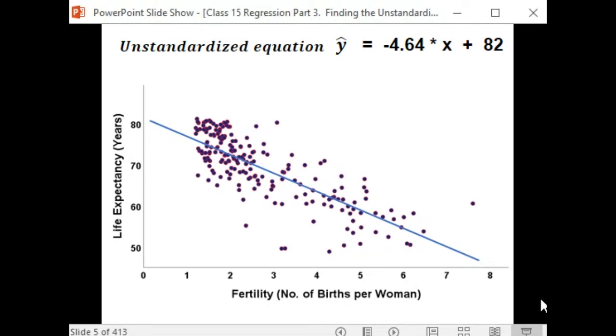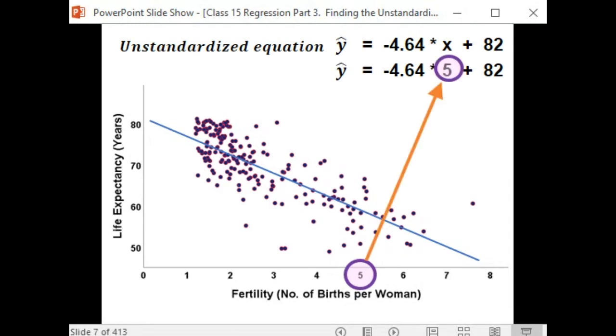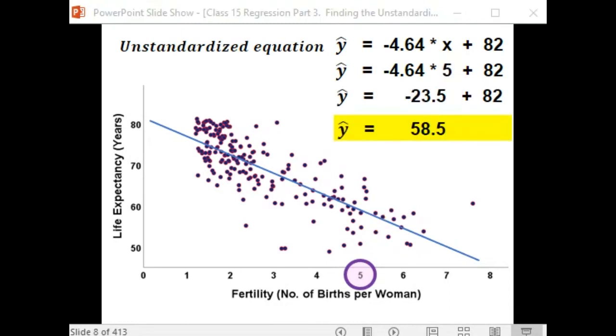Now, we can use the equation to find the predicted life expectancy for a particular country. For instance, suppose the fertility in a country is 5. That is, the value of x equals 5. We can plug this number into the regression equation, and when we do the algebra, we find that the predicted life expectancy in that country is 58.5. 58.5 is the same number we get if we plot the prediction point on the regression line.